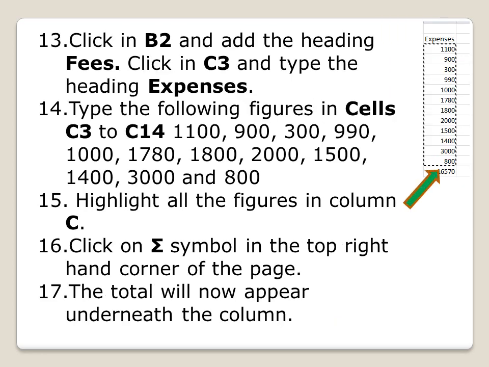Now click in B2 and add the heading Fees, and in C3 put the heading Expenses. And then going from C3 down to C14, type in these 12 figures. Now we're going to use a method to add those all up. So highlight all the figures in column C, click on that strange E symbol, and the total will appear underneath the column.